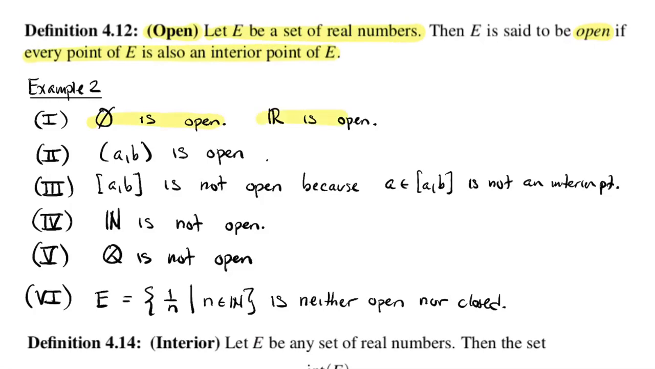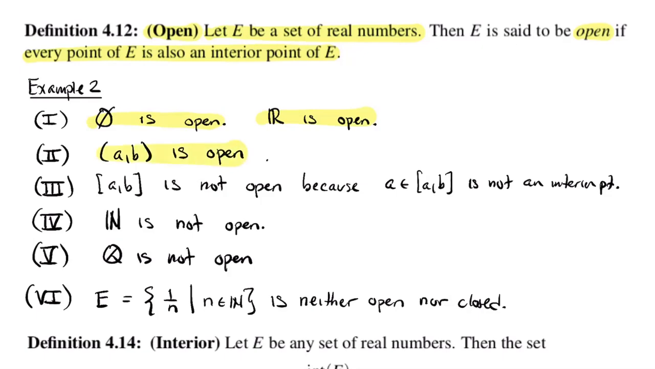Likewise, every point in the real numbers is interior to the real numbers. So the empty set and the real numbers are open. They're also closed. In the situation that we're studying these things, those are the only sets that are both open and closed. So it can happen. The empty set and the real numbers are both open and closed. You can check every point is interior.